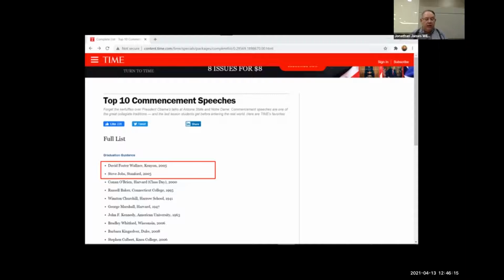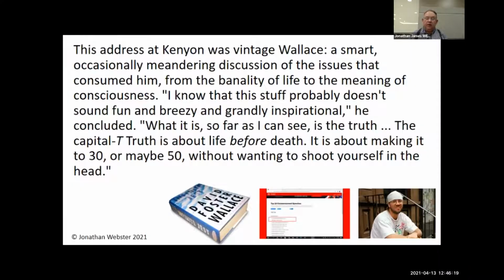But again, he was identified by Time magazine, well, let me read it again. This is Time magazine's response, right? They put him at the top of their top 10 list. But there's something a bit unusual about this particular speech. This address at Kenyon, the college where David Foster Wallace gave the speech, was vintage Wallace. Vintage means what? Typical. What we would expect. It's a smart, occasionally meandering discussion of the issues that consumed him, from the banality of life to the meaning of consciousness. Then they quote him.